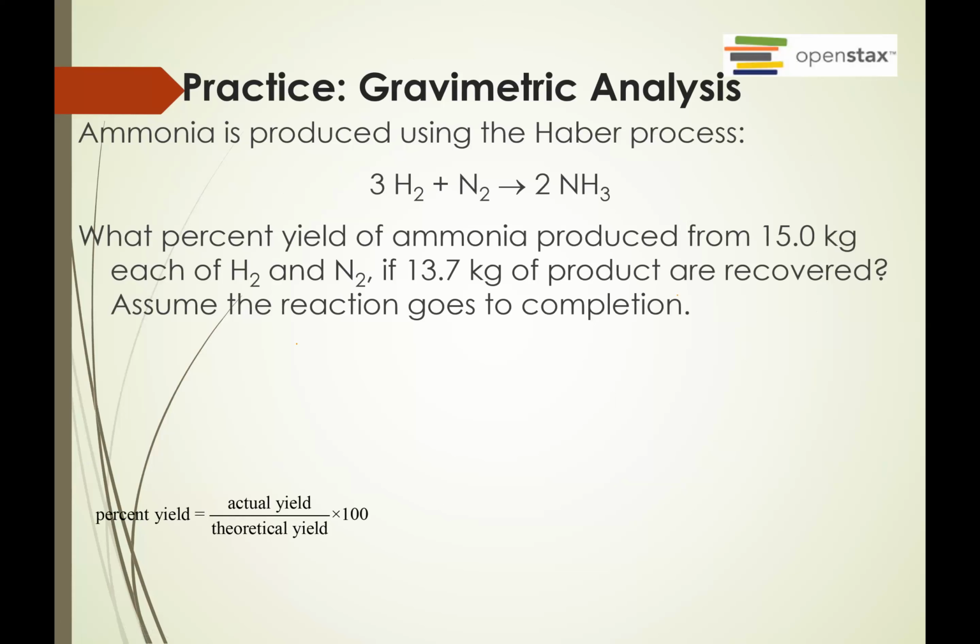Okay, so we can do the same thing. This one is just a percent yield problem. Same kind of thing we did before. Ammonia is produced using the Haber process, which is hydrogen and nitrogen going to ammonia. Now, what is the percent yield? I gave you the formula for percent yield. Ammonia is produced from 15 kilograms each of H2 and N2, if 13.7 kilograms of product are recovered.